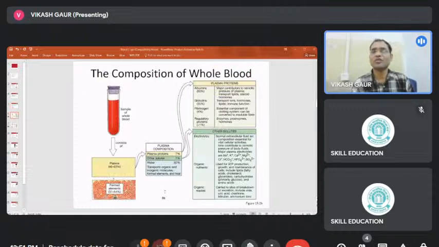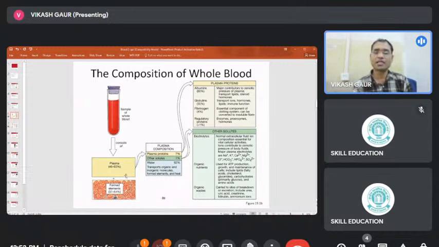This is the composition of whole blood. I already explained the cellular part and liquid part. Whole blood consists of 46 to 63% plasma, and the remaining part, which is the formed elements, is 37 to 54%. It may go up and down according to condition. The cellular component may be more or less, and correspondingly the plasma concentration will be increased or decreased.